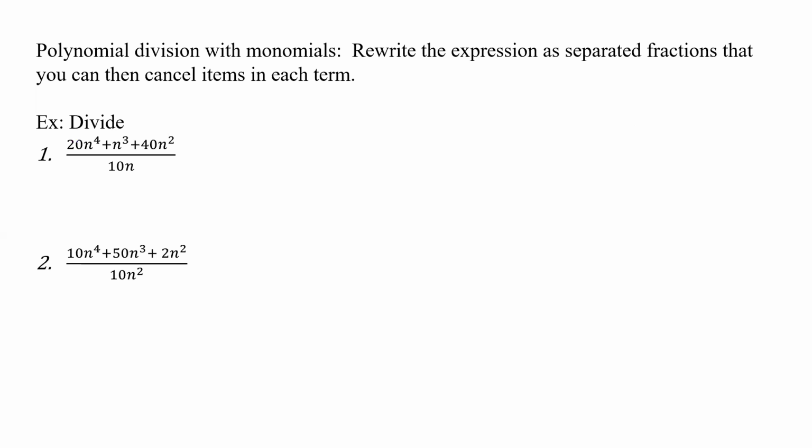And so we can see what I'm talking about: you're going to have this polynomial, which is a trinomial, divided by this monomial. And then we're going to rewrite it as basically three terms that are fractions. It's going to become 20n to the fourth over 10n plus n to the third over 10n plus 40n squared over 10n.